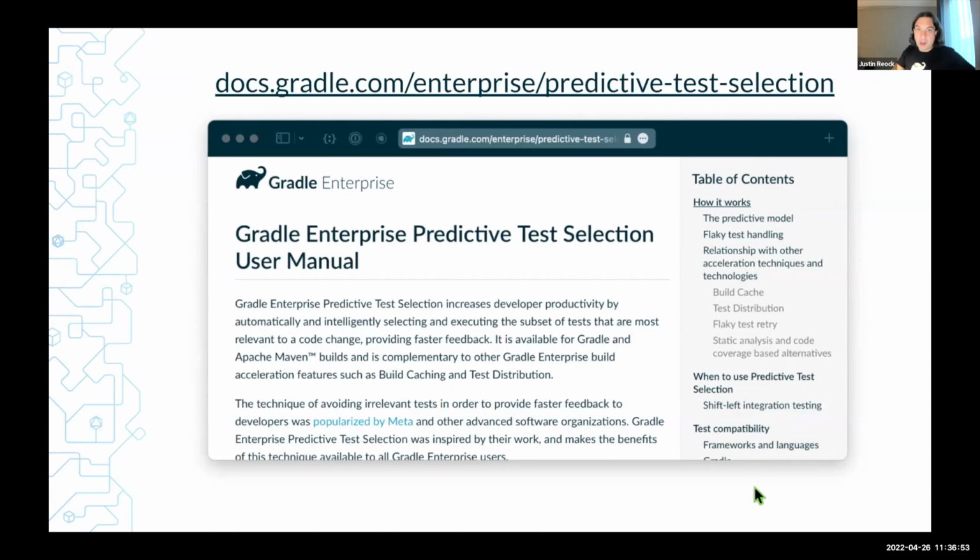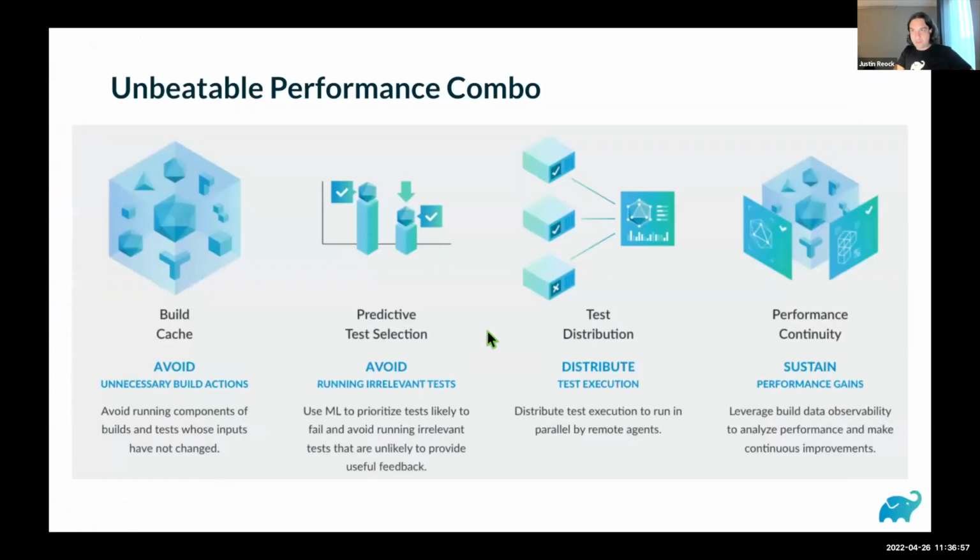So great. Let's start with a question that actually came up around going back and revisiting the build cache. Can you repeat what you said about the relationship specifically between stuff that gets cached and stuff that gets selected? Maybe the more general question: how are the build cache and predictive test selection related?